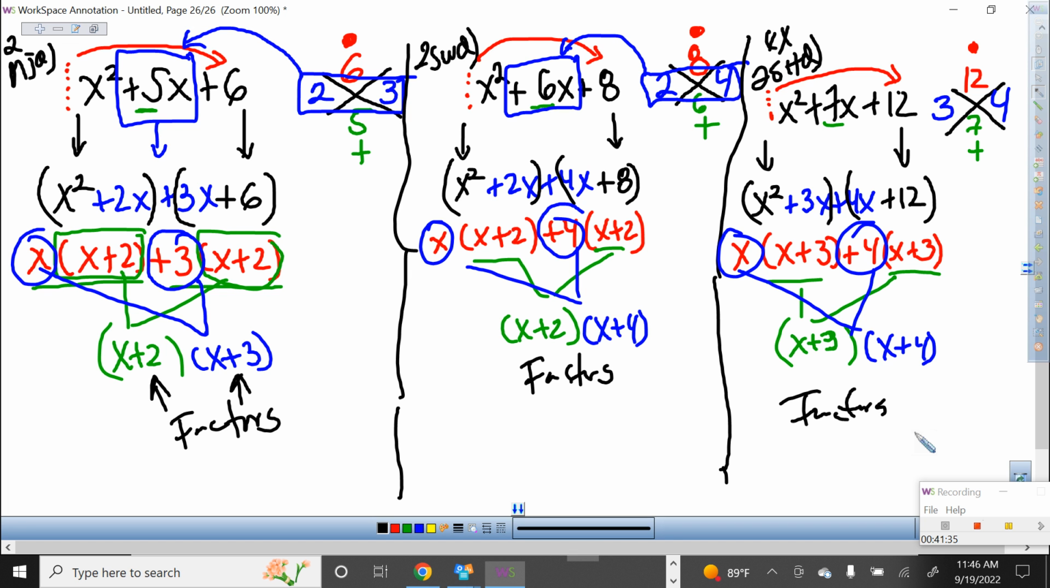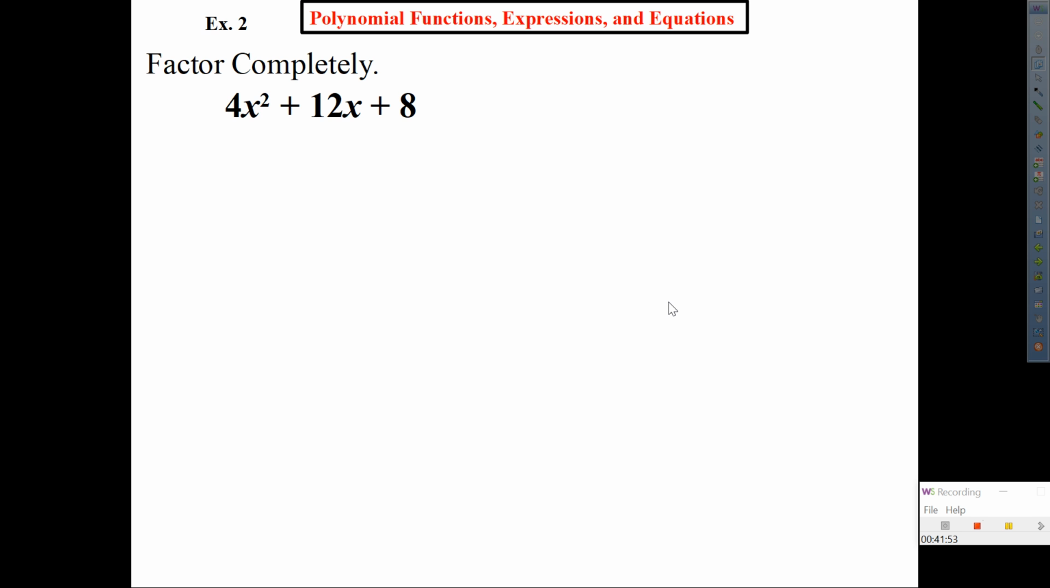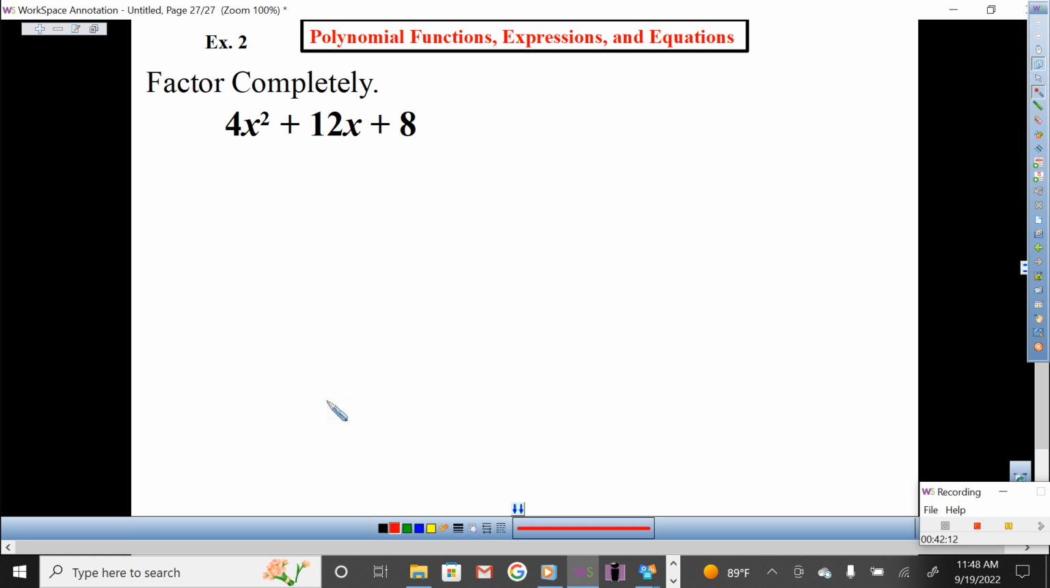Let's crank it up one more, yeah. Copy this one. Example 2. 4x squared plus 12x plus 8. All right? Question. Is that in standard form? Yes. Is there a GCF? Yes, this time there is. What is our GCF for all three terms?